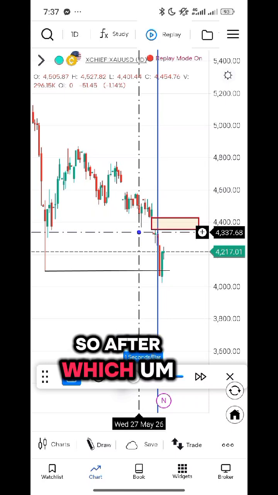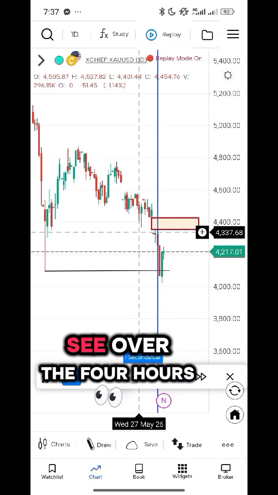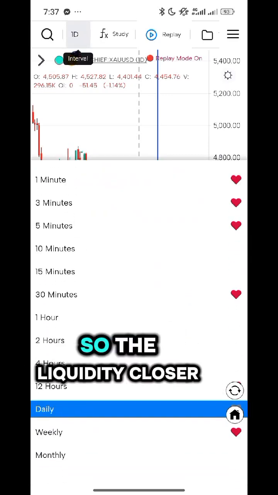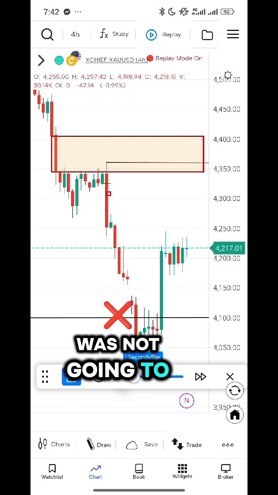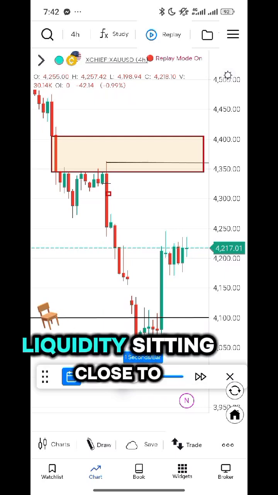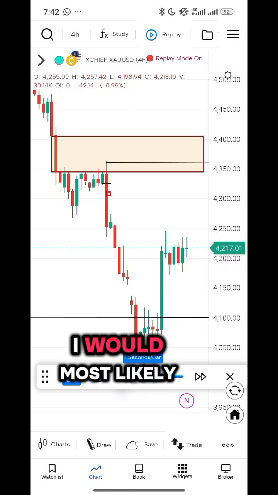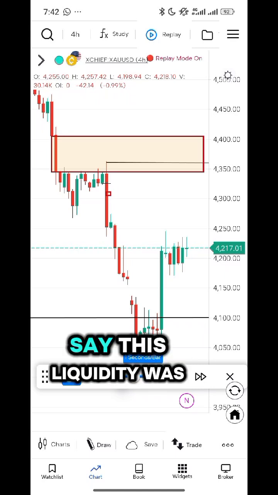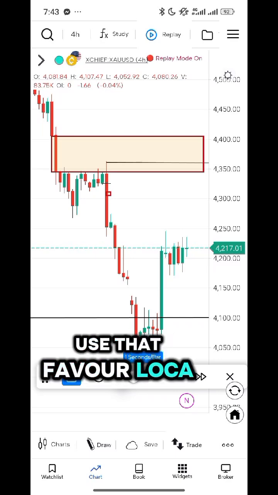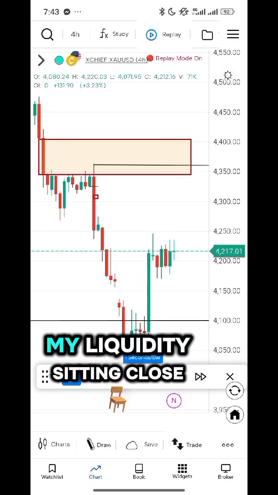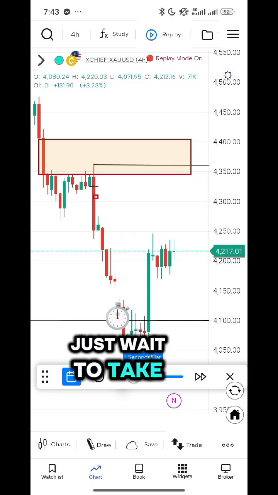After which all I need to do is go down to the 4 hours to see what the 4 hour structure is telling us. With the liquidity closer to that fair value gap, I knew that price was not going to get to the order block. Anytime I have liquidity sitting close to any point of interest, be it a fair value gap or order block, I will most likely want to use that. If this liquidity was not resting right here, I wouldn't love to use that fair value gap. But I will not just wait to take a trade from the 4 hours.